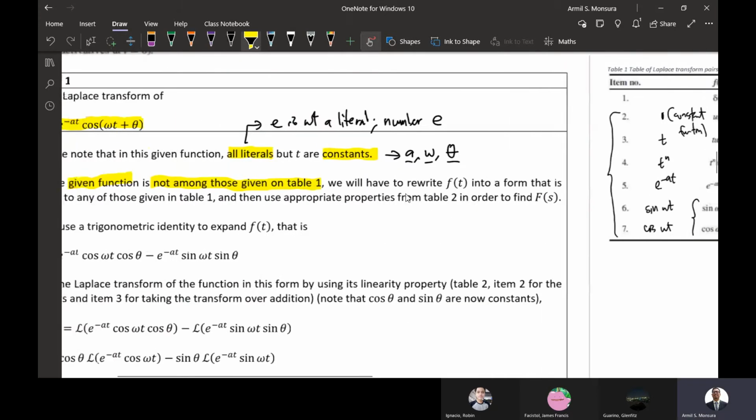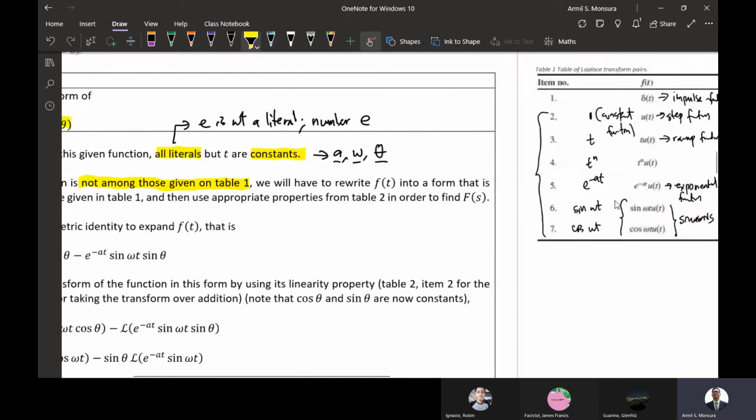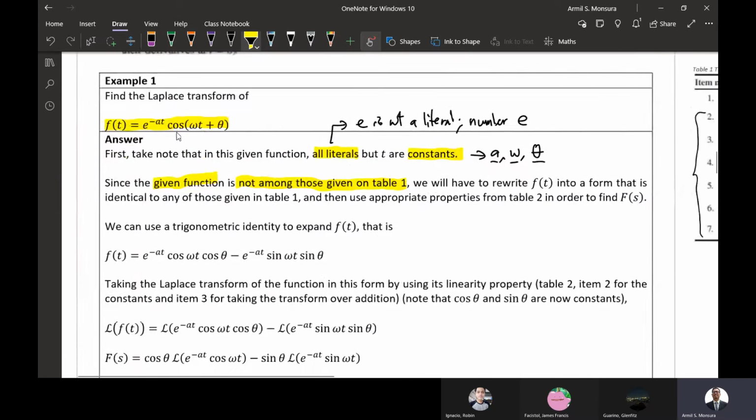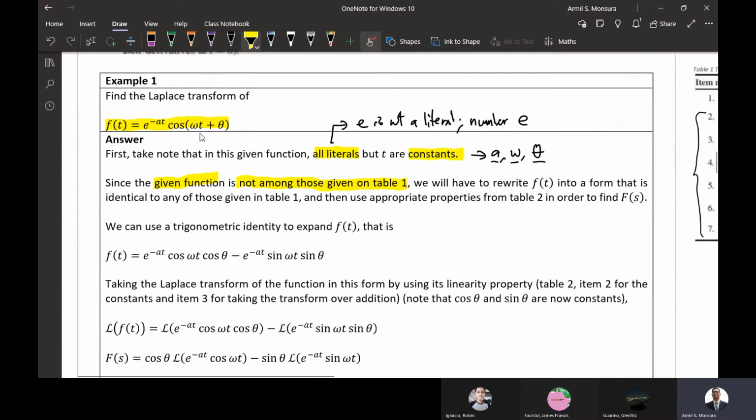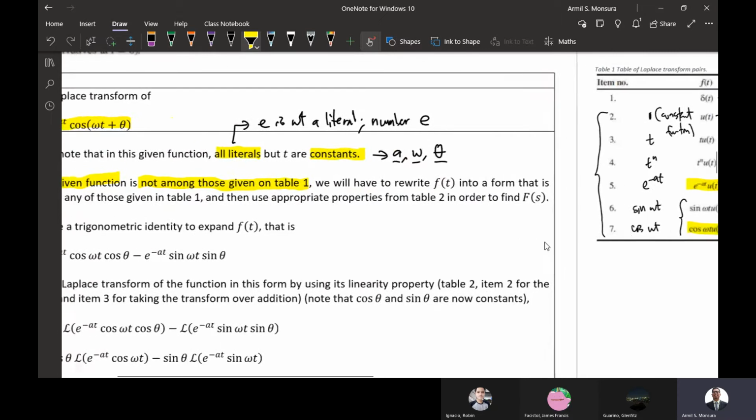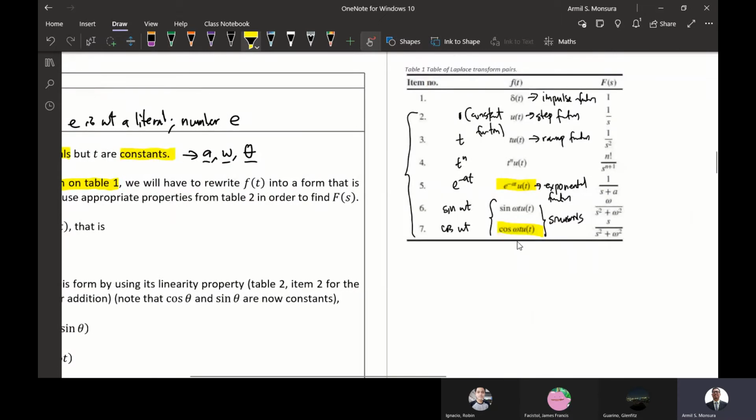Okay? Meron kayong e raised to negative 80 dyan. Meron kayong cosine dyan, pero meron kayong cosine dito. Pero yung form na nandito mismo, wala dun sa table ninyo. Okay? For example, this is cosine omega t. Okay? Pero yung nasa given ninyo kasi is cosine omega t plus theta. So, magkaibang form yan. Okay?